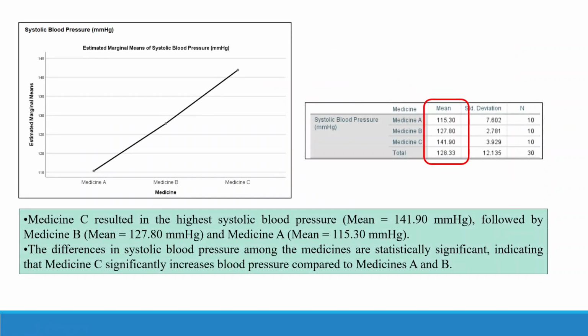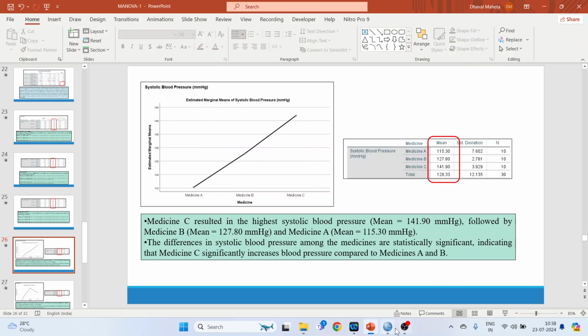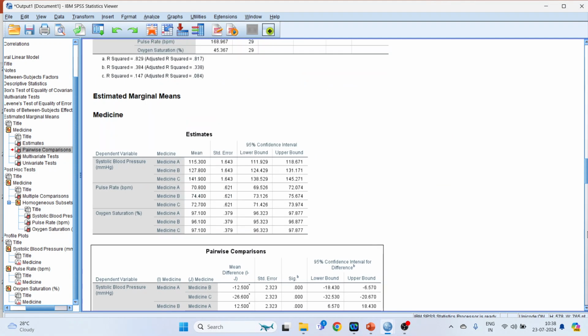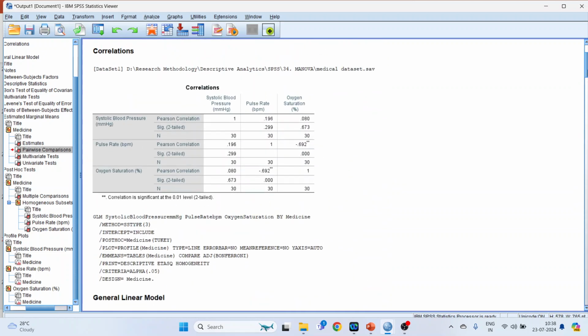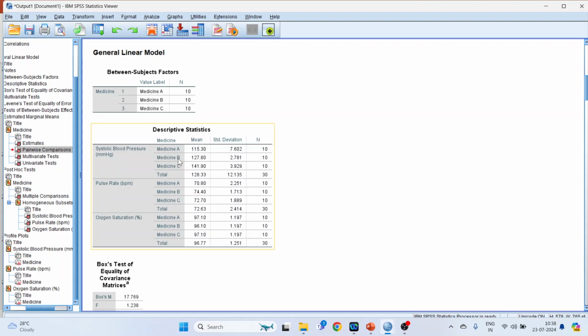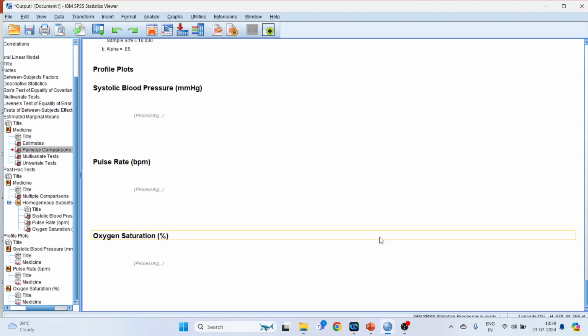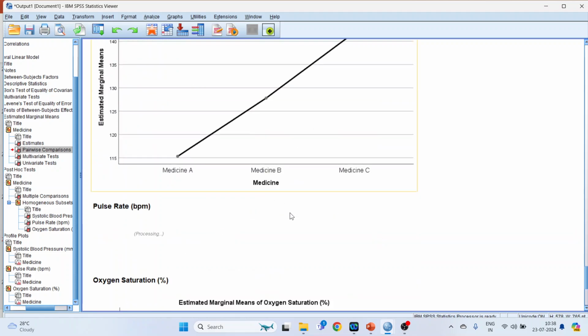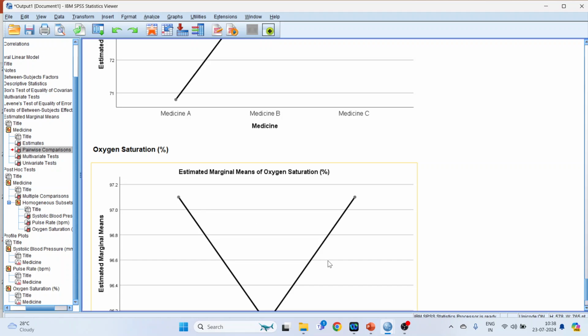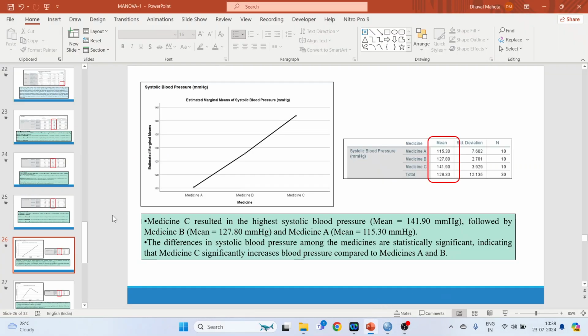Now we'll pick up the descriptive statistics. This we can get from here. Here it is. And the estimated marginal means plot, we will get it from here. Systolic blood pressure, pulse rate, and oxygen saturation. So we'll start the interpretation.